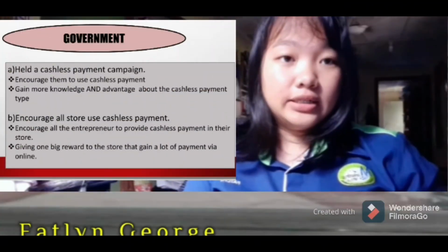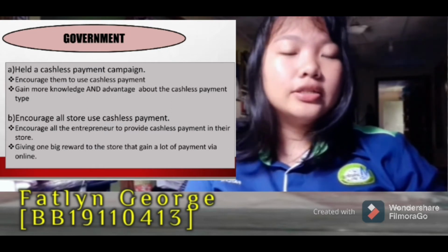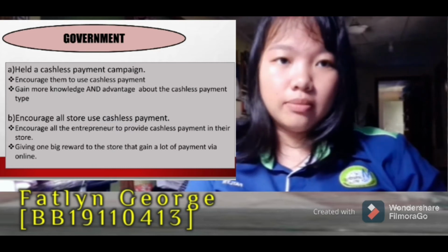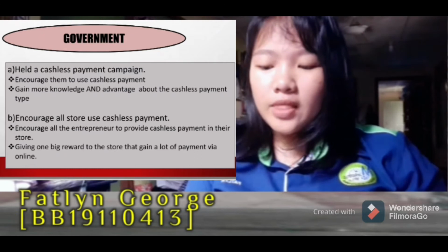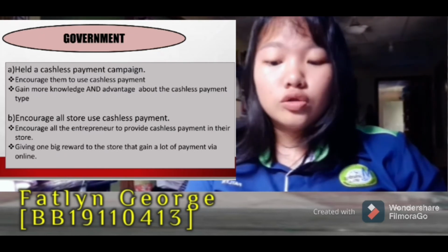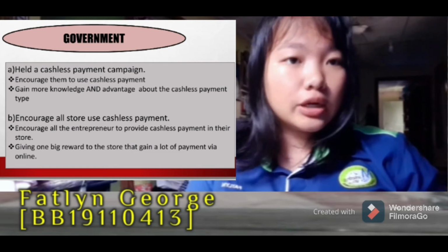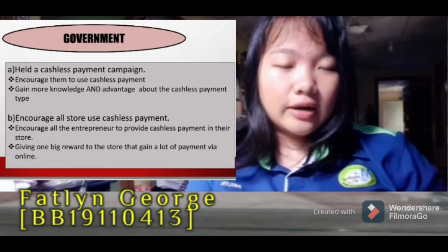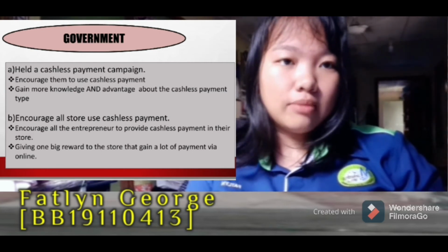Next, the government. The government can hold a cashless payment campaign. In this campaign, they can state a lot of advantages and how to use cashless payment, so people will gain more knowledge on how to use it. Next, the government can encourage all stores to provide cashless payment by giving a big reward to the stores that receive a lot of payments online. So the stores will be more interested in promoting the cashless payment method.